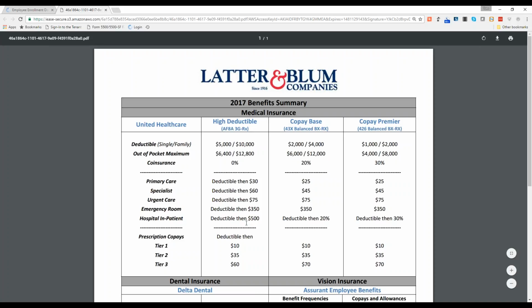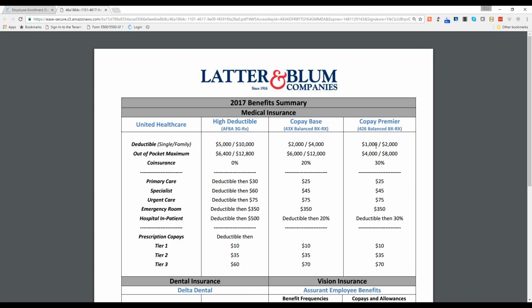The deductible comes into play for hospital inpatient services, as well as outpatient hospital procedures, and then expensive diagnostic tests like MRIs and CAT scans and those types of things are considered hospital-type procedures, so those are subject to the deductible and the shared cost. So in this situation, in the base copay plan, you have a $2,000 deductible, and then 20% coinsurance, 20% shared cost after the deductible is satisfied, up to an out-of-pocket maximum of $6,000.